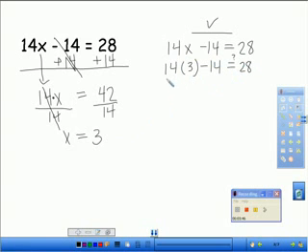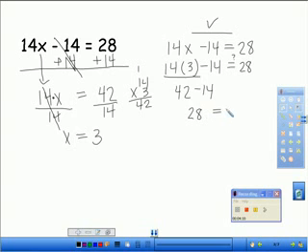We have to use the order of operations. So 14 times 3. Let's check it. 4 times 3 is 12. 3 times 1 is 3 plus 1 is 4. So I get 42 minus 14 on the left side. 42 minus 14 is 28. So 28 does equal 28 on the left side, on the right side. So I got the problem correct.